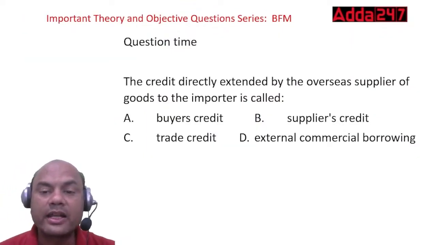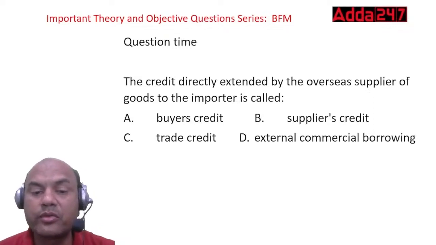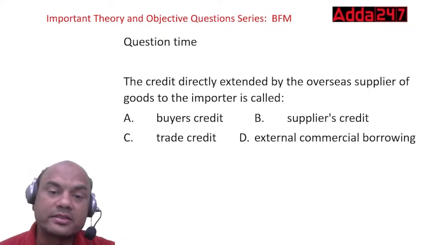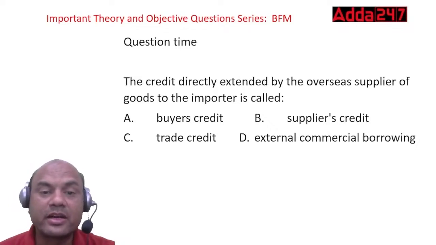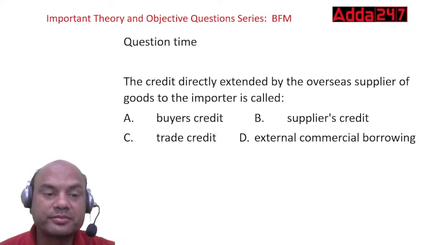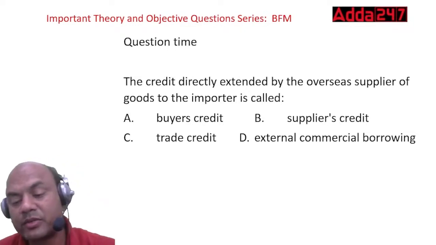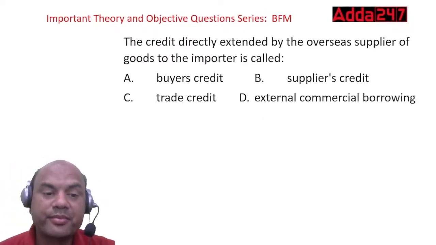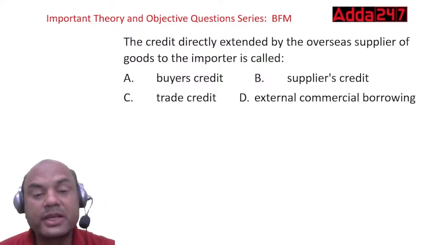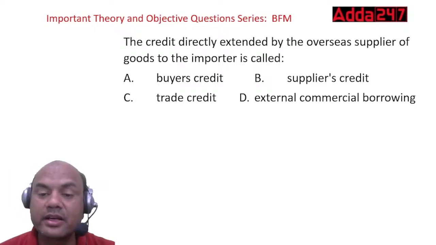The credit directly extended by the overseas supplier of goods to the importer is called as. I told you I'll be discussing the supplier's credit when the topic comes. So now think over it. What did I tell you? I'll be discussing the supplier's credit when the topic comes. So now the topic has come. See this. What did we discuss earlier in buyer's credit?